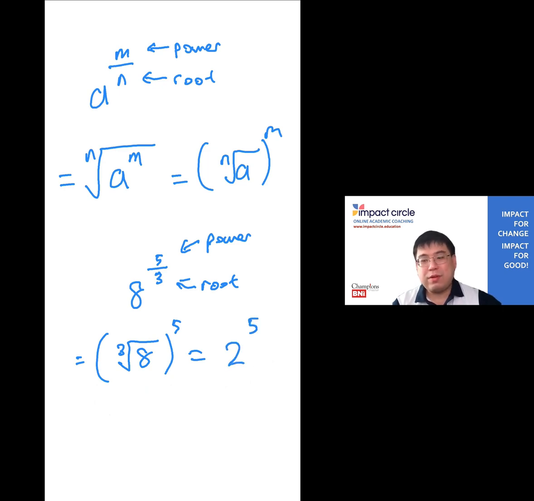Okay? And we're left with 2 to the power of 5. And 2 to the power of 5 is much more easily done than if you try to take 8 to the power of 5. Am I right? Right, so what's 2 to the power of 5? It's just 32. You can see how much simpler it is to make the number smaller before making it bigger.